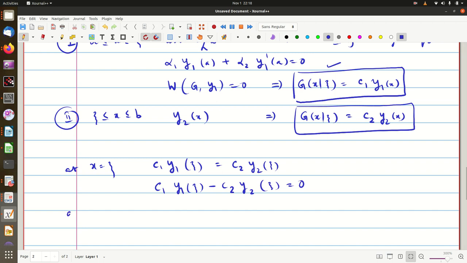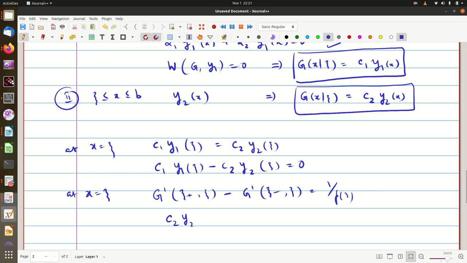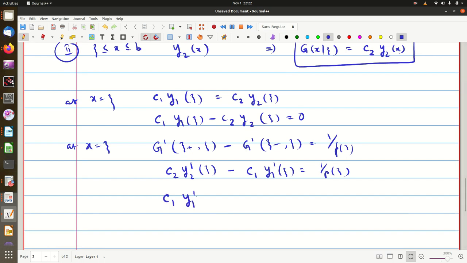Now, similarly, at x equal to xi, we have a jump discontinuity for g dash. That is g dash of xi plus comma xi minus g dash of xi minus comma xi is equal to 1 by p of xi. For the second region, we have c2 y2 dash of xi minus g dash of xi minus, which gives c1 y1 dash of xi, equal to 1 by p of xi. This can be rewritten as c1 y1 dash of xi minus c2 y2 dash of xi equal to minus 1 upon p of xi. Let's call this equation 3 and this equation 4.